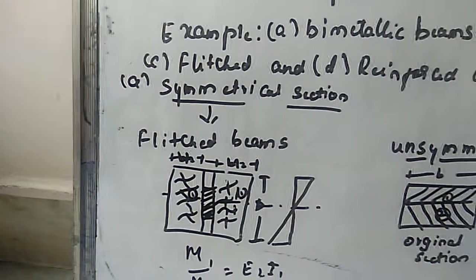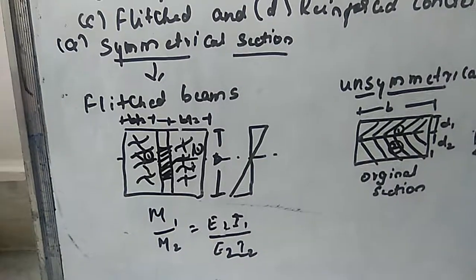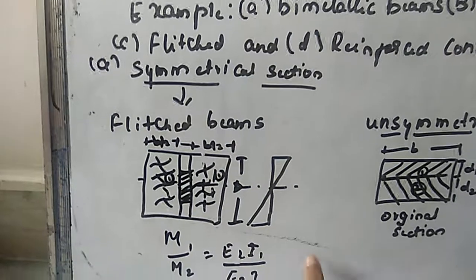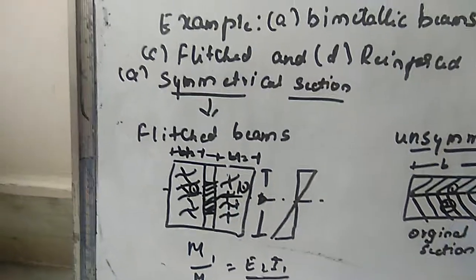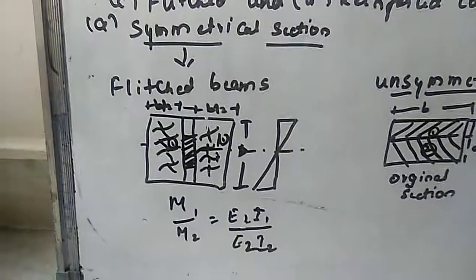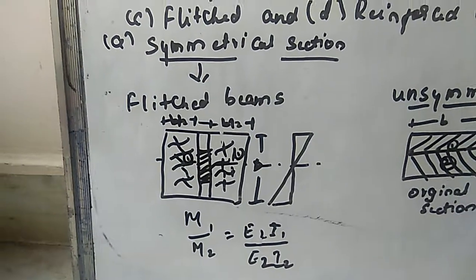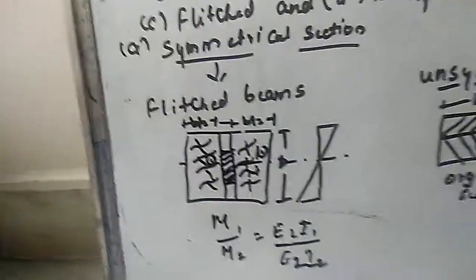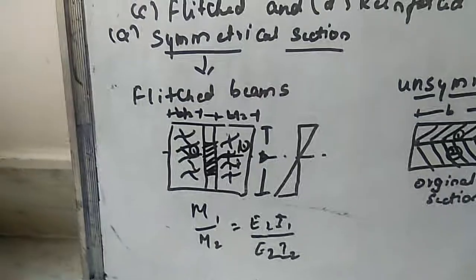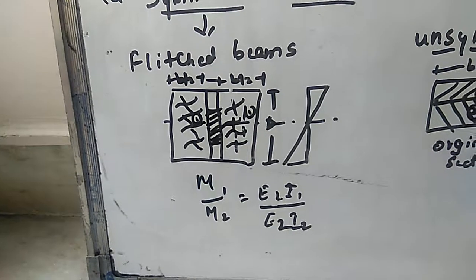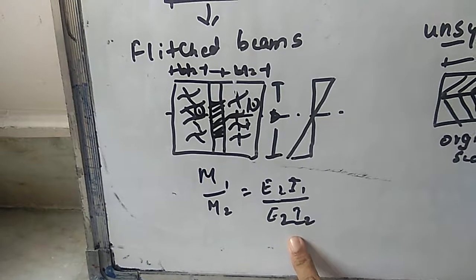From statics, they are given as m1 and m2. Using this equation I am going to calculate, where m is equal to E2 by E1, and m is the modular ratio. Finally the equation is given by m1 by m2. For a symmetrical section, m1 by m2 is equal to E2 by E1.